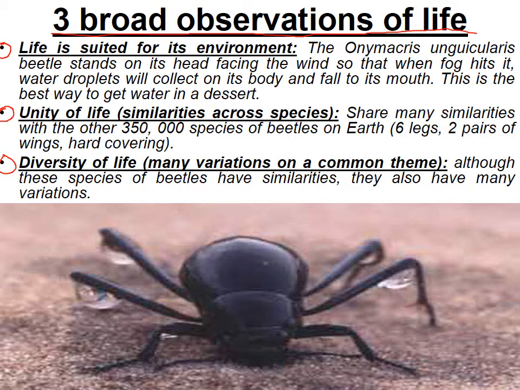I'm going to discuss those three broad observations using the beetle as an example. This beetle lives in a desert, a very dry environment, and in order to survive it needs water. The interesting thing is that it's almost as if it's built to survive in that environment. It's suited to its environment. This beetle actually has a flat head, and that flat head allows it to stand on its head so that its body can accumulate droplets of water from the humidity in the environment, and then the water will fall into the mouth of the beetle, and so it can get water and survive that way.